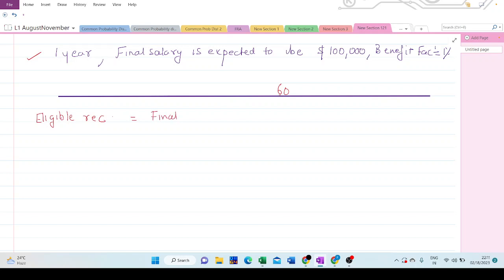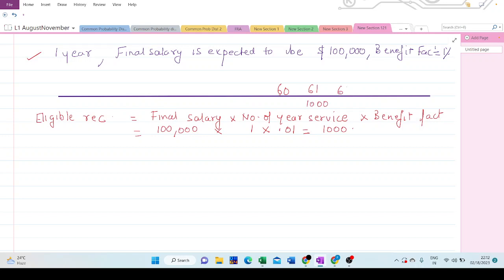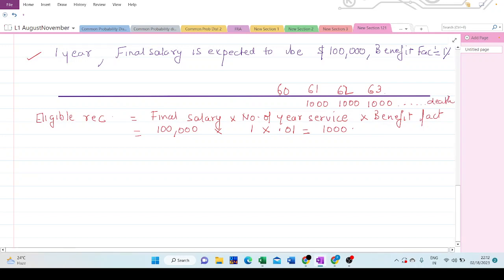his final salary into number of years of service into benefit factor as pension every year, 1 year after he retires, right? So the final salary is 1 lakh, into number of years of service which is 1, into benefit factor which is 1%. So this is how much? 1 lakh into 1 into 1%, 1000. So based on his current service history, he will receive $1000 every year, 1 year after he retires, and this will continue till he dies, right? This is how the pension benefit payable to the employee is calculated.